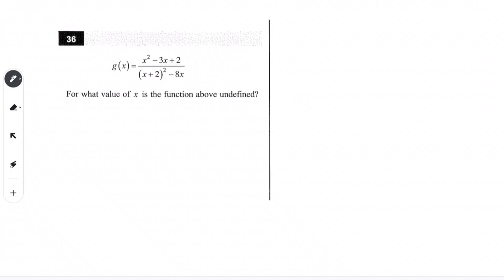For what value of x is the function above undefined? Well, we know that any fraction that has a denominator of 0 is always going to be undefined. If you don't believe me, try to just put any of these into your calculator.